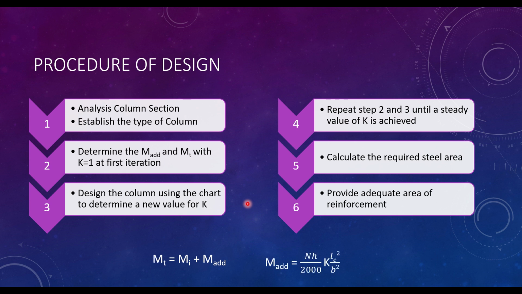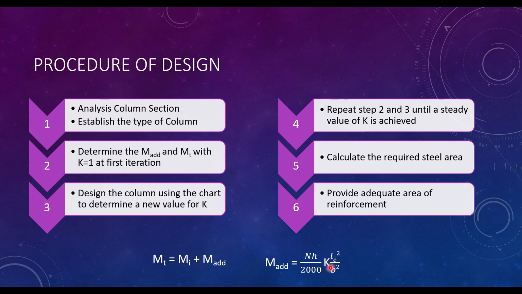So the next thing is to now calculate M add. To calculate M add, we have this formula: N H over 2000 times (K L E squared over B squared). N is the axial load, which was calculated from step 1. H is the longer side of the column. Let's say the column is 300 by 450. H in that case is going to be 450.